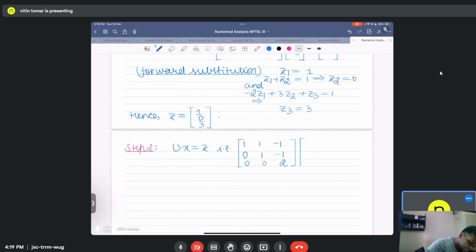Now x1, x2, x3 equal to 1, 0, 3. Now quickly tell me the value. X3 is equal to 3 by 2. Which method will you use first? Backward substitution, right? Yes, sir.